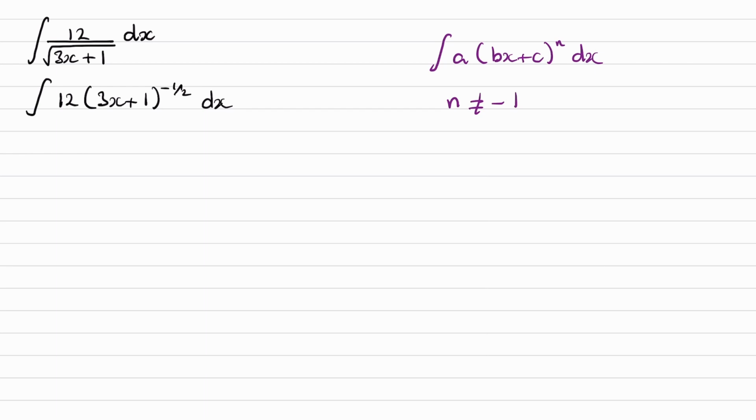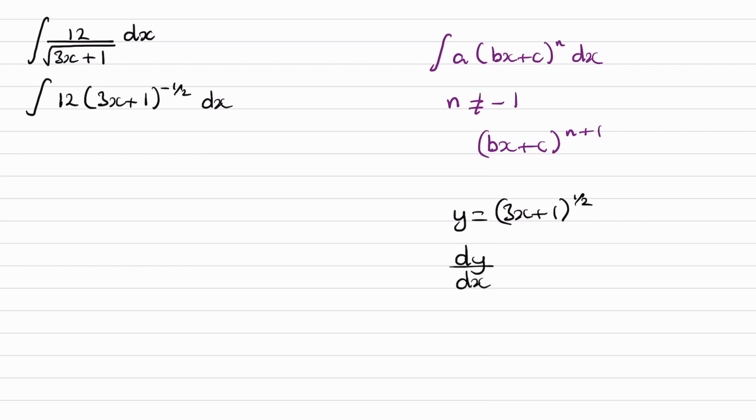If it's equal to minus 1, we have to use a different method. If it's of this form, then our solution will be of the form (bx + c) to the power of n plus 1. It may be off by a factor. We're going to work out what that factor is. So in our case, we would need to raise the power of 3x + 1 by 1 to make this positive a half. So (3x + 1) to the power of positive a half.